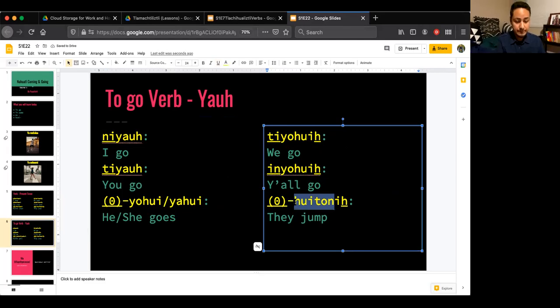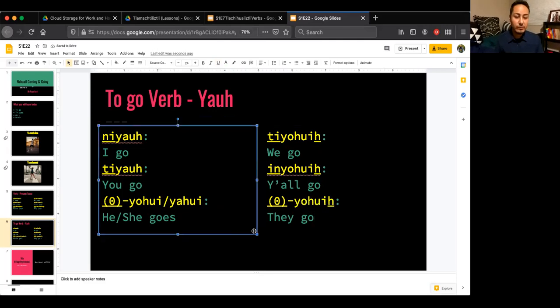Yowi, with an H. Okay, so as you can see, it's pretty regular still. It's just that this third person, he or she goes, it's not ya, although in classical, it is ya. So in classical, it is niya, tilla, ya. And then in classical, it would be tiwi, anwi, and we.